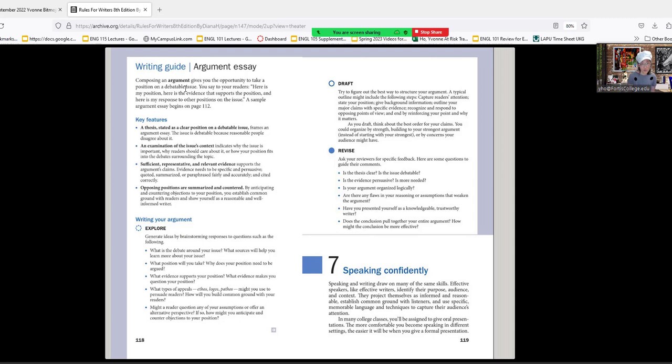Then in the last stage of the writing process, as you revise your rough draft, you can ask your reviewers for specific feedback. Here are some questions for a peer review and to ask your reviewers when you revise your essay. Is the thesis clear? Is the issue debatable? Is the evidence persuasive? Do I need more evidence? Is my argument logical? Are there any flaws in my reasoning? Have I presented myself as a knowledgeable, trustworthy source? And does the conclusion pull the entire essay together?